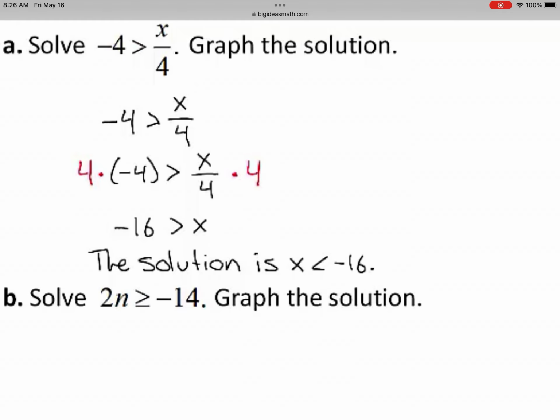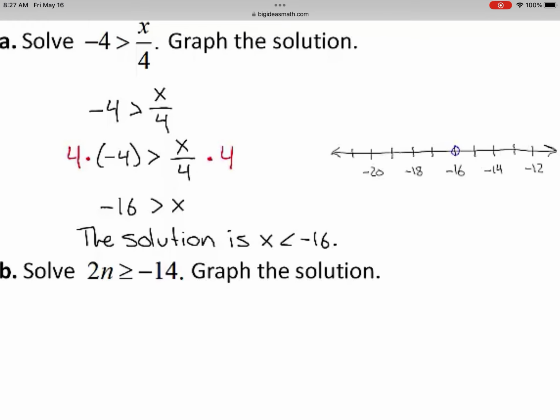Next graph the solution on a number line. Because negative 16 is not a solution, use an open circle at negative 16. Because x is less than negative 16, shade the line to the left of negative 16.